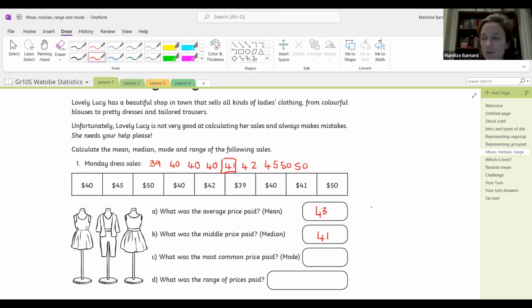And then what is the most common? I think we can all tell that it is 40. And then what is the range of the prices paid? The range, pop it in the chat if you've got it.